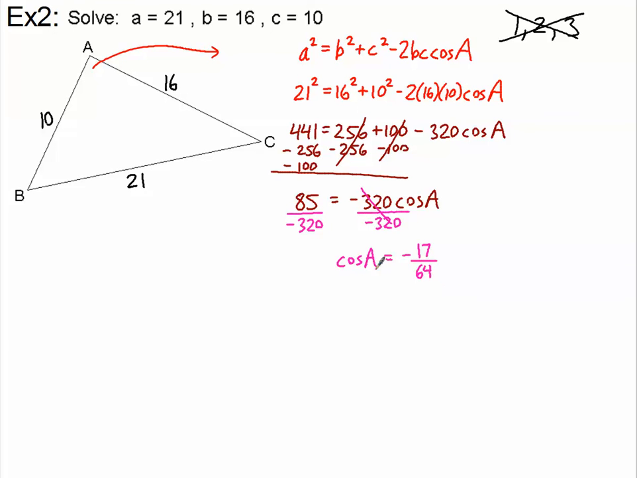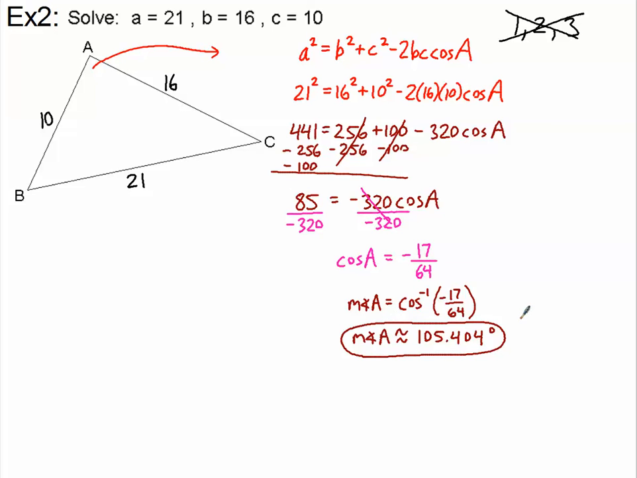So now we're down to this. The last thing we need to do is inverse cosine. Measure of angle A is going to be the inverse cosine of negative 17/64. So plugging that into the calculator will have the value for angle A. Angle A should be 105.404 degrees. 105.404, and don't forget your degree symbol. All that work to find angle A.